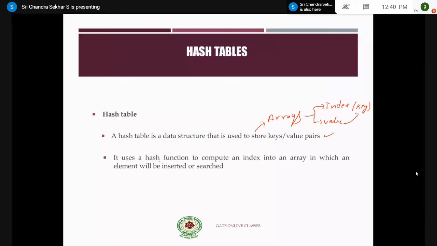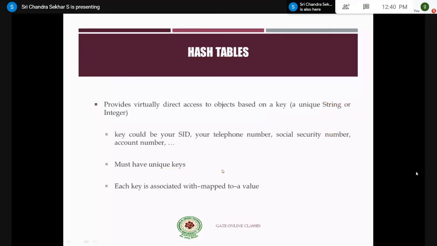It uses a hash function to compute an index into an array in which an element will be inserted or fetched. That's what we discussed, right? So what is the use of this hash table? Whenever you make use of this hash function, it provides direct access to objects based on a key. And key could be your SID, your telephone number, social security number, account number, whatever thing you want to do, you can take it. But it must have unique keys.